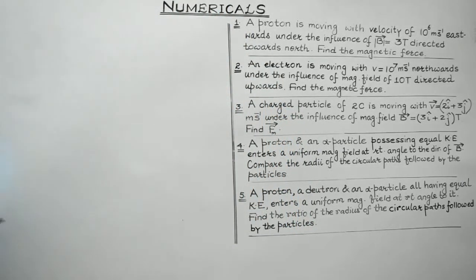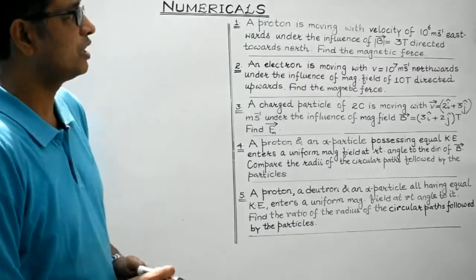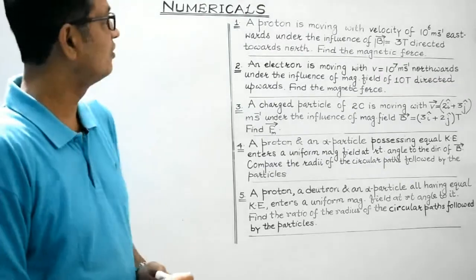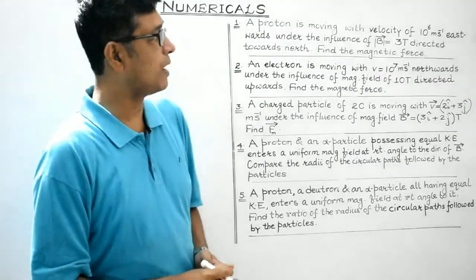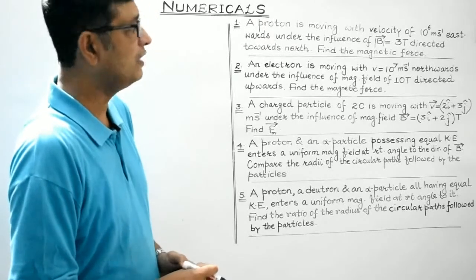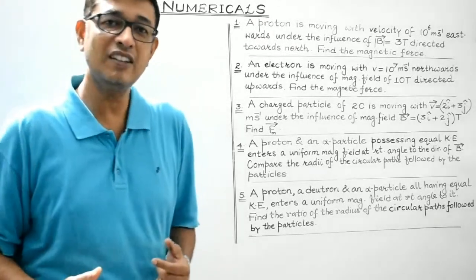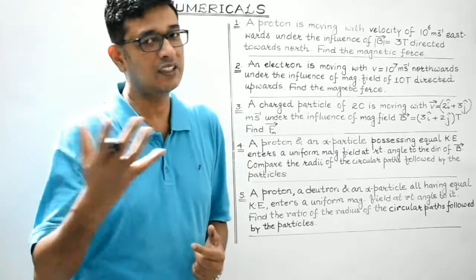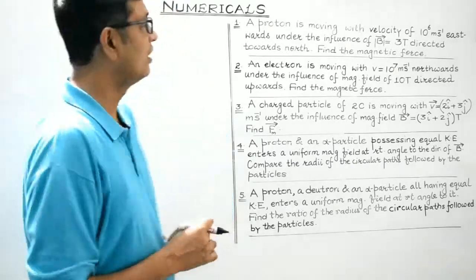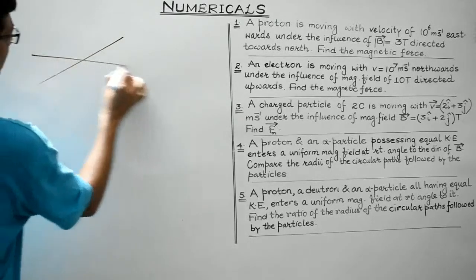The first question is, students, a proton is moving with a velocity of 10 to the power 6 meters per second towards east, under the influence of a magnetic field of 3 Tesla, which is directed towards north. Find out the magnetic force. Magnetic force being a vector quantity, its magnitude as well as direction needs to be determined. So let's indicate with the help of this diagram.